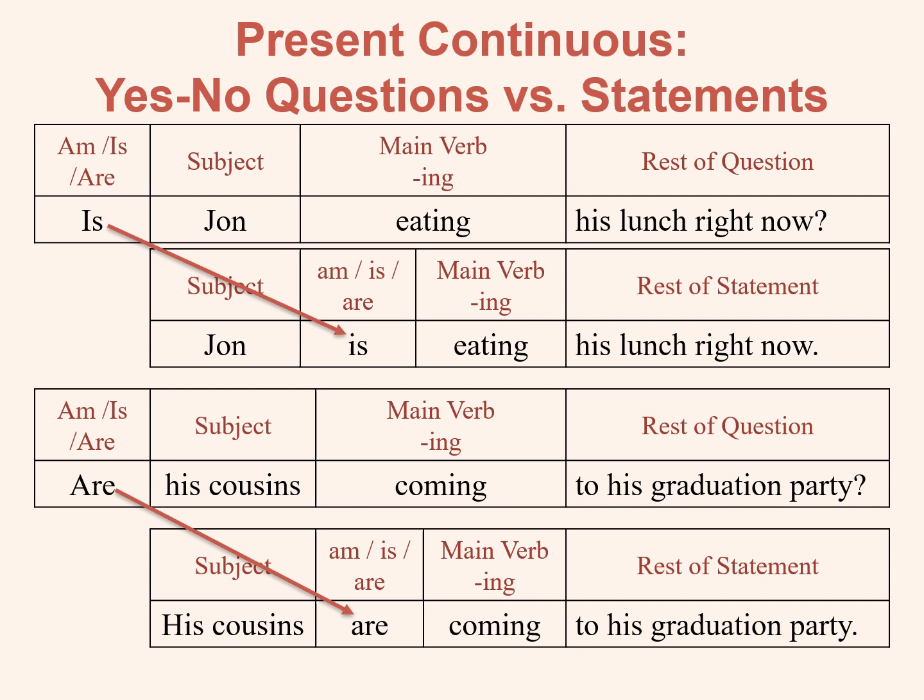Are his cousins coming to his graduation party? The voice goes up. So when speaking, at the end of yes-no questions, the voice goes up, the tone goes up. In statements, the voice does not go up. John is eating his lunch right now. His cousins are coming to his graduation party. So in speech, not only do we use word order, but we use rising intonation at the end of yes-no questions to indicate that they are questions.